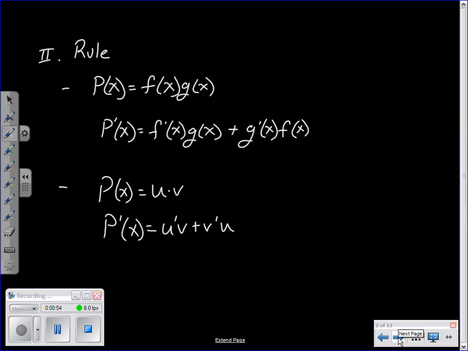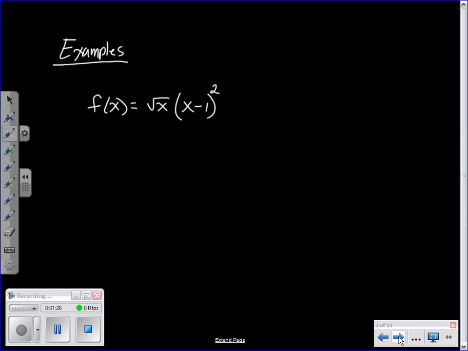So what product rule says is, given a product function, so something like p of x equals f of x times g of x, the way that you go about taking the derivative is you take the derivative of the first term, f of x, multiply it by g of x, plus g prime times f. So product rule says f prime times g plus g prime times f. If you think of it in terms of u and v, it could be u prime v plus v prime u. Either way is a perfectly fine way of stating product rule. So let's look at an example.